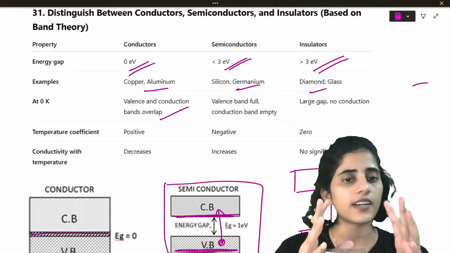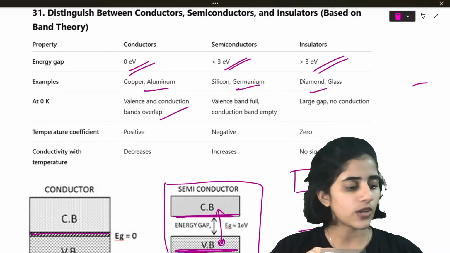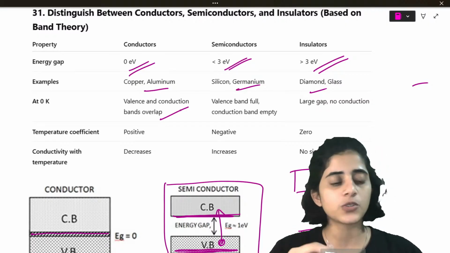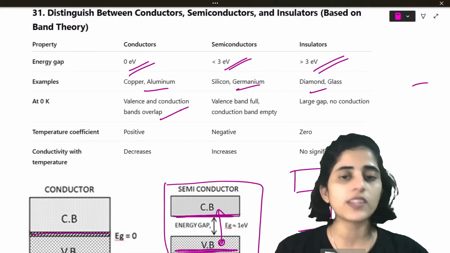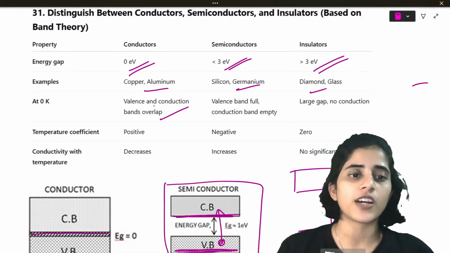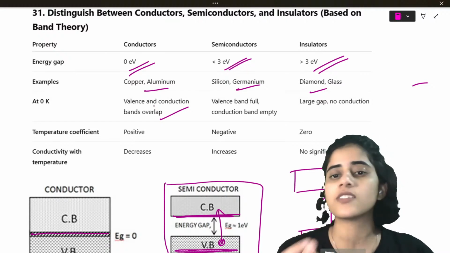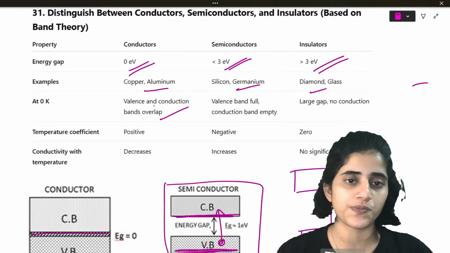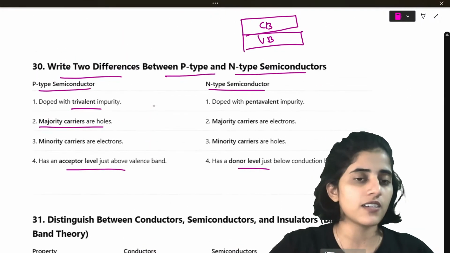Temperature coefficient: for a conductor it is positive, for a semiconductor negative, for an insulator 0. Now, conductivity changes with temperature. In conductors, when temperature increases, conductivity decreases. In semiconductors it increases. In insulators, there is no significant change. Okay, so these are all some important 3 markers.